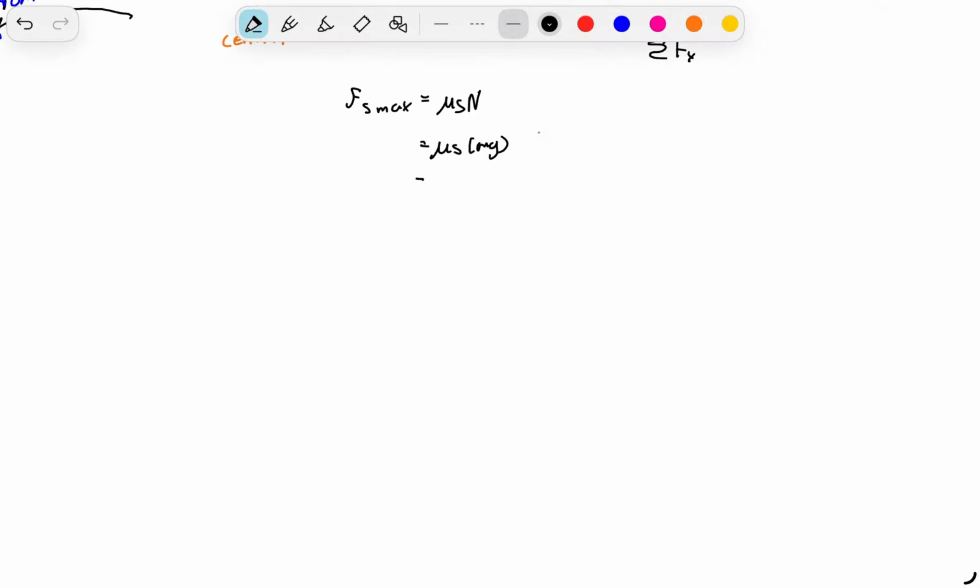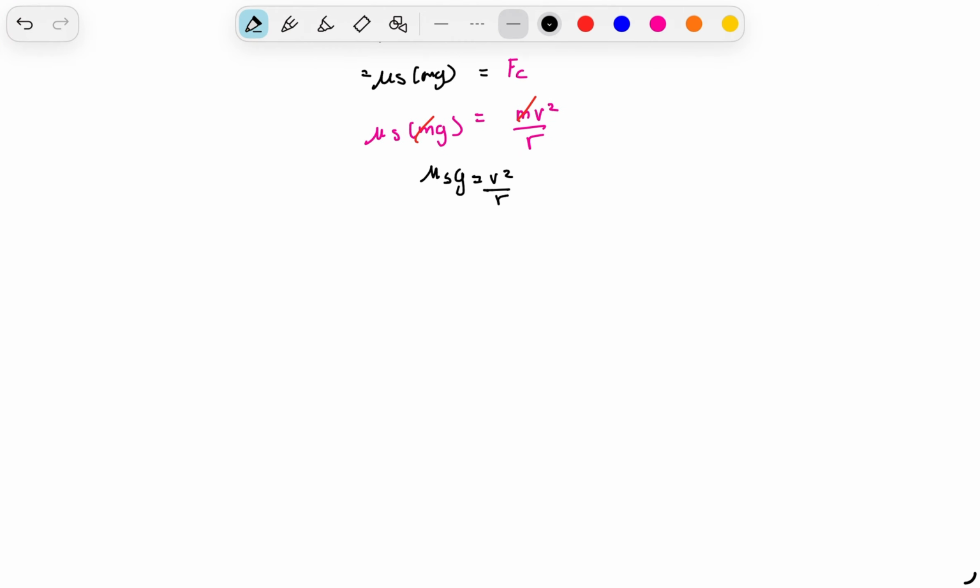So we know here, your Fs max is going to be equal to your centripetal force. So we're going to say that this is equal to Fc. And we know that Fc is equal to mv squared over r. So now that you have mu s times mg is equal to this, we can see we have m on both sides. You can just cancel that out. So mu s times your gravity is equal to velocity squared over r. So if you multiply both sides by r, you can just get that v squared is equal to r times mu s times g.